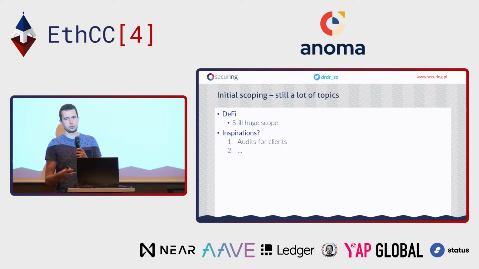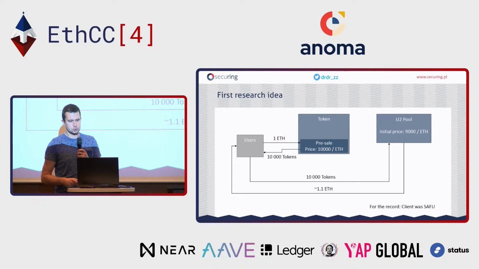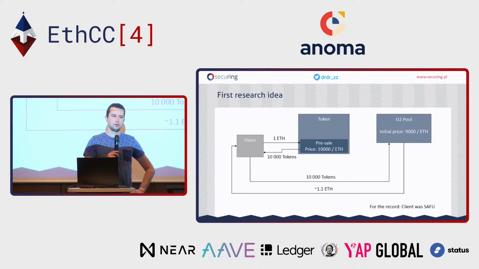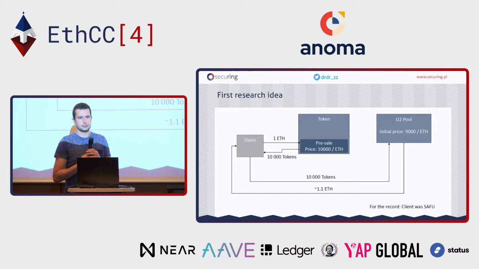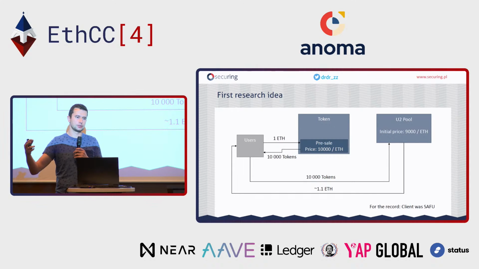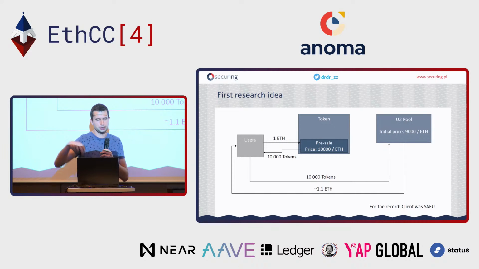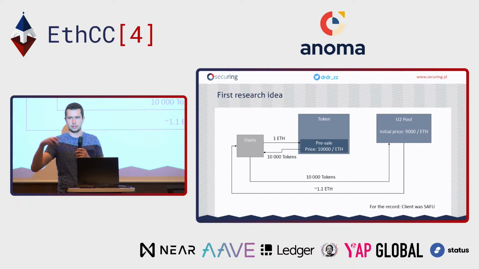And one source of inspiration for me is the audits for clients. We had a client that was deploying a token with a pre-sale functionality, which is quite common, right? Some kind of crowd sale. In the token itself, you could buy their tokens in the token contract. You could buy 10,000 tokens for 1 Ether. And then they planned to deploy the Uniswap pool, where the initial price would be 9,000 tokens, not 10,000. You would get 9,000 tokens for 1 Ether.